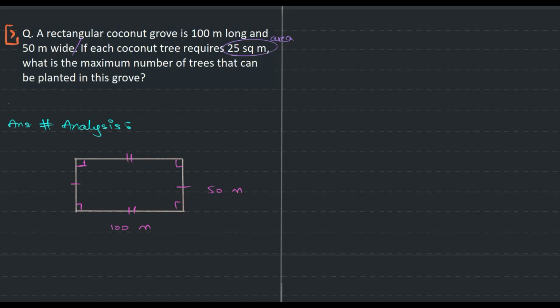So if I plot a coconut tree, it needs a 25 meters gap between its neighbors so that it grows well. So basically if I plant one over here, this has to be 25 square meters area. Giving this 25 square meters, I can plant one more tree next to it in this manner and so on and so forth. So that's the funda.